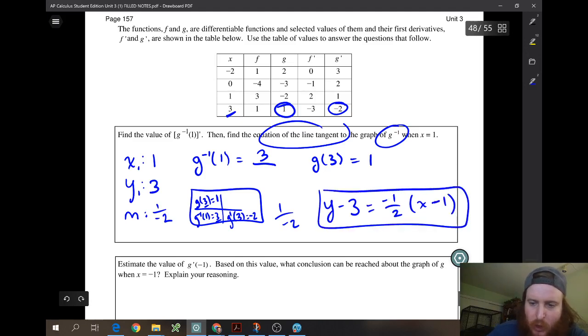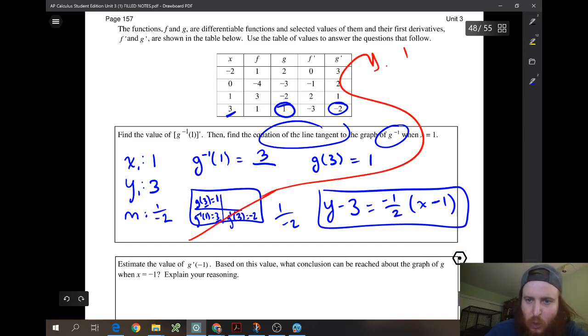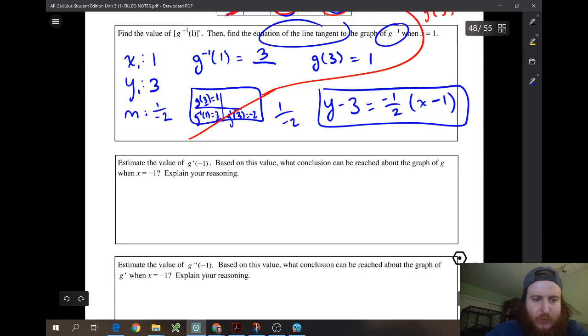Now again, if you didn't want to do the table, basically it's 1 over g prime of the inverse of 1. Well, what's the inverse of 1? We said that's when the y value is equal to 1. The y value is equal to 1 at 3. So what's g prime of 3? That's negative 2, so that's why it's negative 1/2. So either way you do it, great.